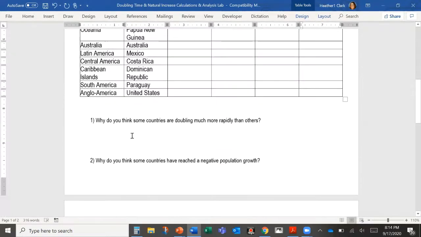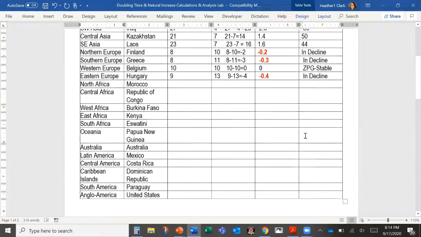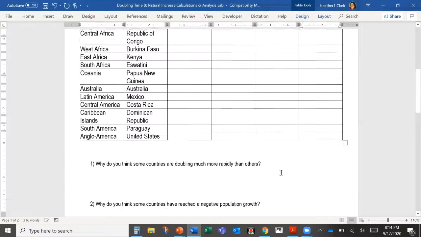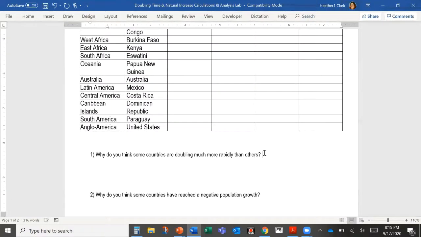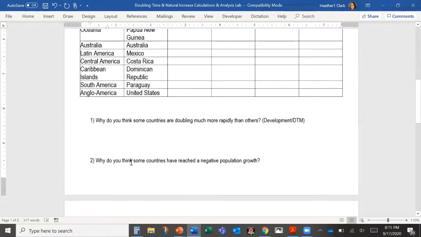When you get down to the questions, it says, why do you think some countries are doubling much more rapidly than others? All right, so then you're going to look back and figure out why. And this has to do with your development and demographic transition model. Okay, why do you think some countries have reached negative population growth? It's development and demographic transition.